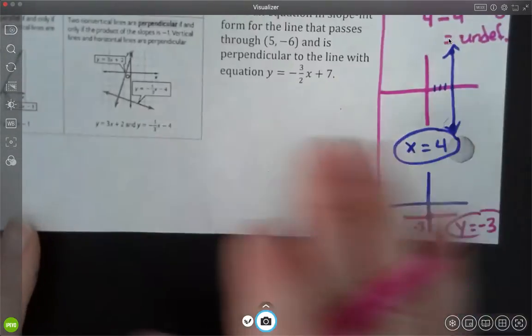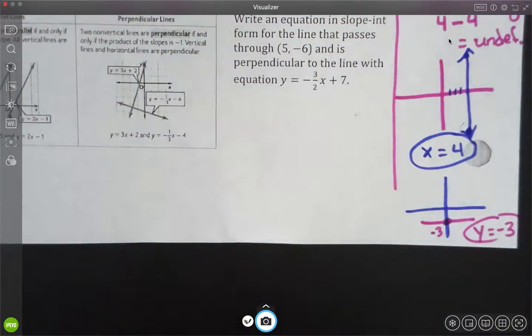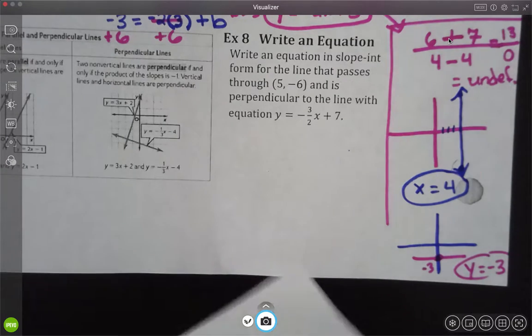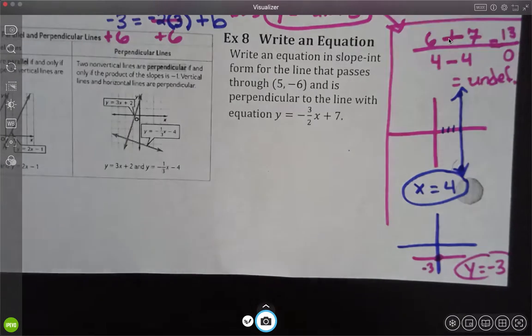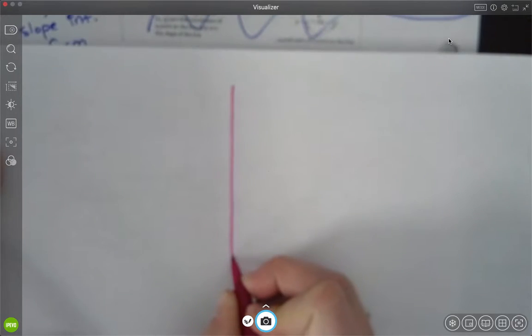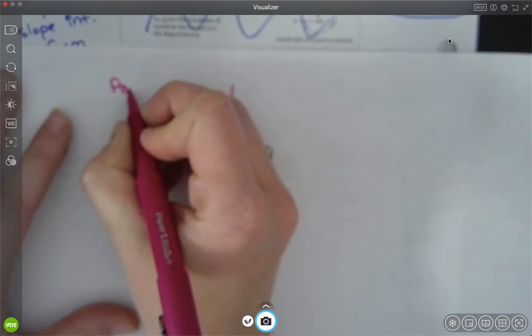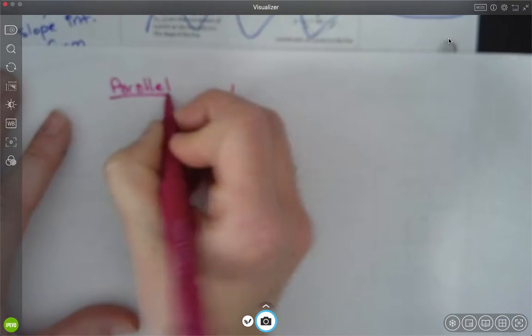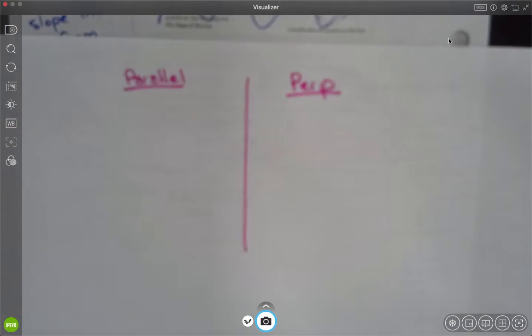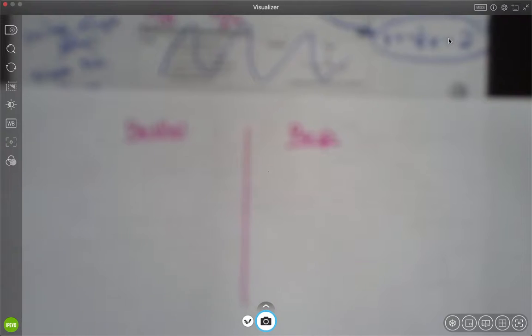Now, last thing, we're going to talk about parallel versus perpendicular lines, okay? So, I'm going to use a separate sheet of paper because I'm running out of room, just to show you what this looks like. You don't necessarily have to write this down, okay? So, here we go. Parallel, and perpendicular.